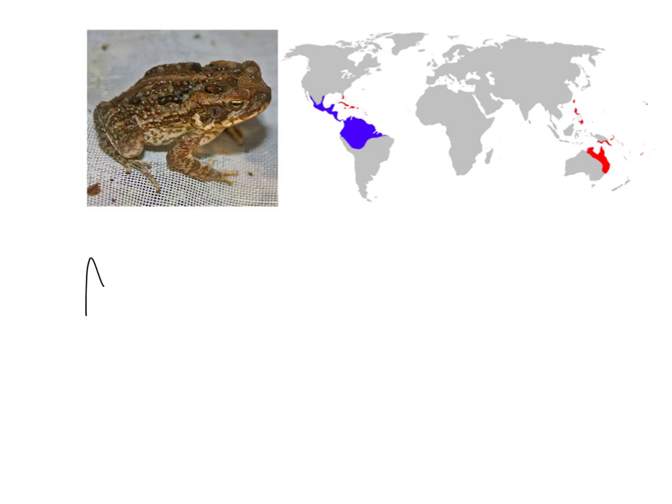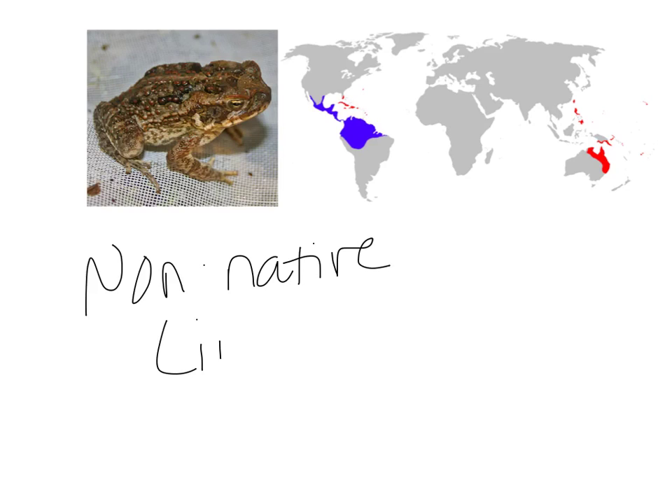So let's look at what we have here. Non-native, or they're sometimes called invasive species. We talked briefly about this when we did the Good Buddies PowerPoint. We saw the kudzu vine. Okay, so a non-native or an invasive species, these are going to be brought in by humans.